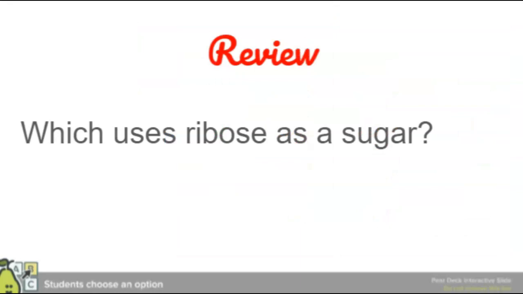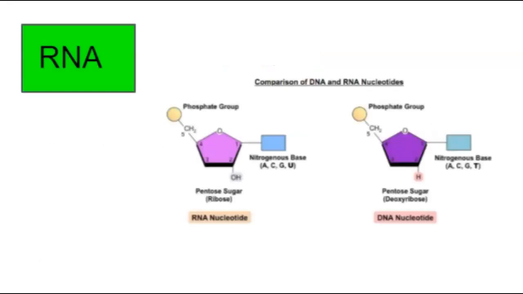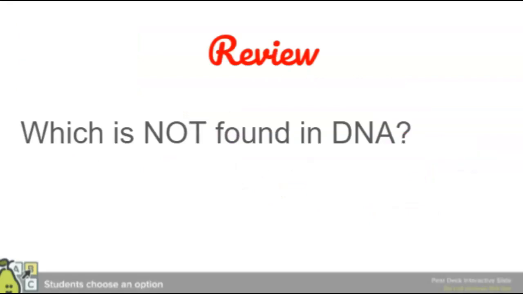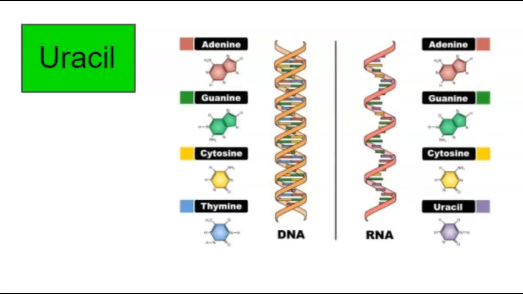Which uses ribose as a sugar? DNA, RNA, or both? This would be RNA. Remember, it's called deoxyribose for DNA and ribose for RNA. Here's a picture of those two sugars. They're only slightly different. You don't need to know the difference here. Which is not found in DNA? That would be U for uracil. Remember, RNA has U, DNA has T.